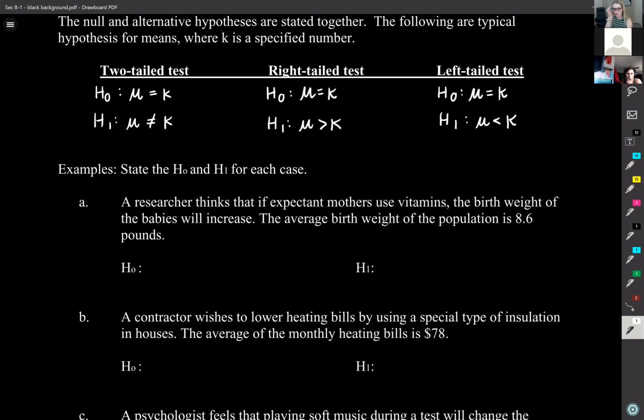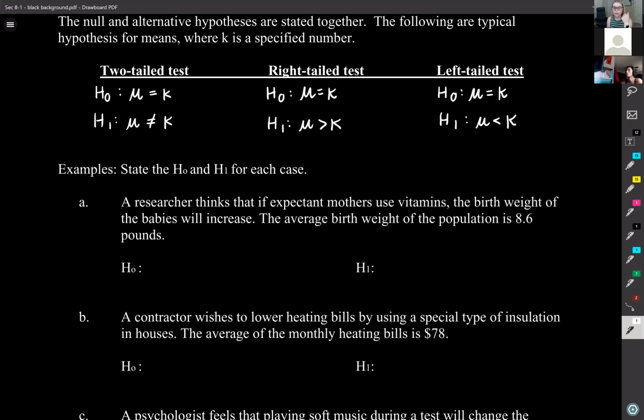Okay, so let's think about what this is telling us. Our researcher thinks that if the moms use vitamins, the birth weight will increase. So they think that the birth weight will be greater than 8.6 because 8.6 is the average birth weight of the population. And our researcher says, okay, maybe if we try giving the moms vitamins, the birth weight will increase. So the null hypothesis is always the one that we want to reject. And the alternative is what we hope to accept through rejecting the null hypothesis.